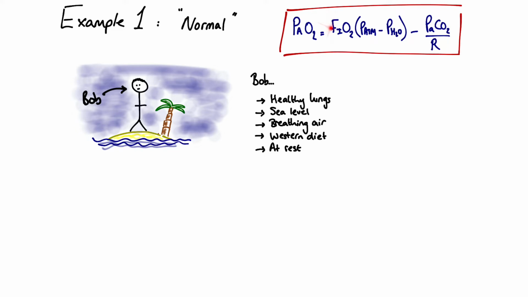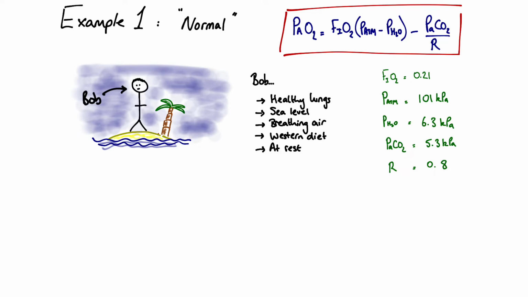So the FiO2 can be assumed to be 0.21, given that he's breathing air. The atmospheric pressure at sea level is 101 kilopascals. The saturated vapour pressure of water vapour at 37 degrees is 6.3 kilopascals. A normal value for an arterial CO2 tension at rest is around about 5.3. You will see some slight differences in books, but anywhere between 5 and 5.5 is reasonable. And given that he's having a normal Western diet, we can assume that the respiratory quotient is 0.8 or thereabouts.